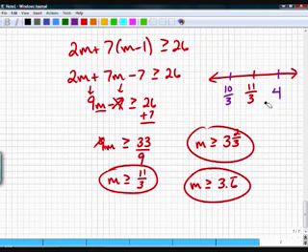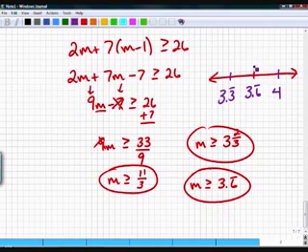So 11/3, you could also write that as 3 2/3. 10/3 is 3 1/3. Either way you want to do it, 3 1/3, 3 2/3, 4. Does that make sense? It's the same thing. Or we could write it as 3.6 repeating, and this is 3.3 repeating. Either way you want to write it, it doesn't matter.